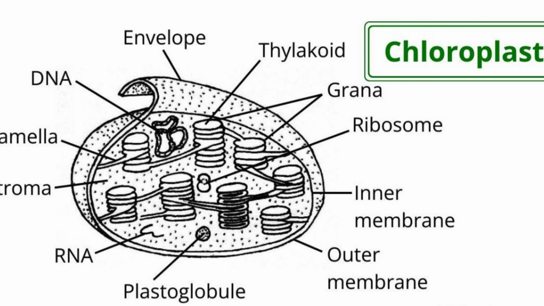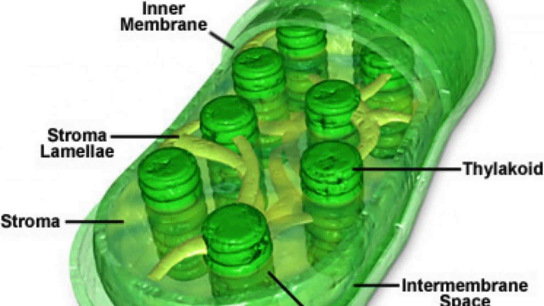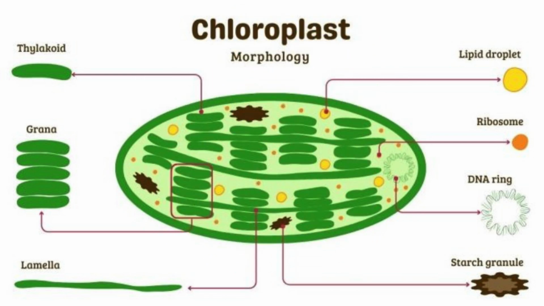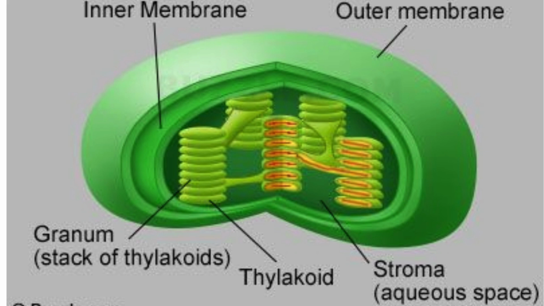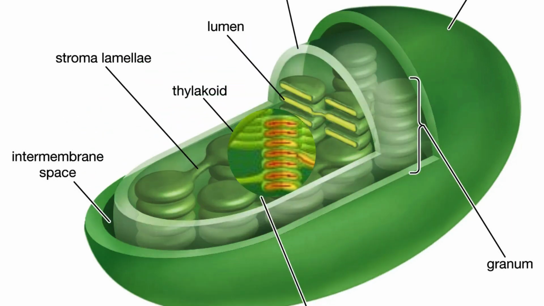That's a great starting point. Chloroplasts are like tiny energy factories inside plant cells. They capture sunlight and convert it into chemical energy through photosynthesis. Here's a labeled diagram of a chloroplast. Let's break it down part by part. Let's start with the outermost layers.